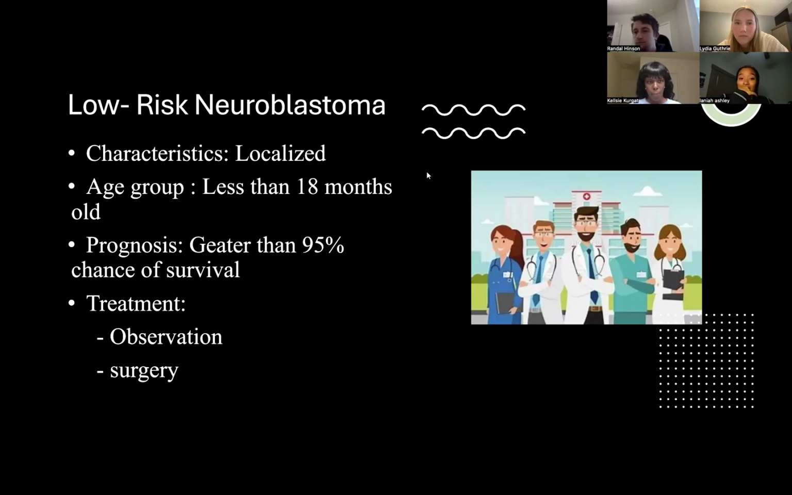Low-risk neuroblastoma is characterized by being localized because the cancer hasn't spread, and it mostly affects children younger than 18 months. The prognosis for these children is favorable, with a greater survival rate of 95%. The treatment for this is very straightforward, being observation and surgery because it is localized.